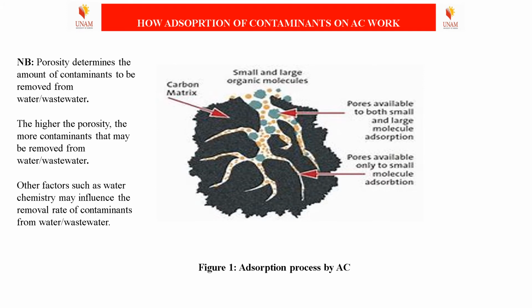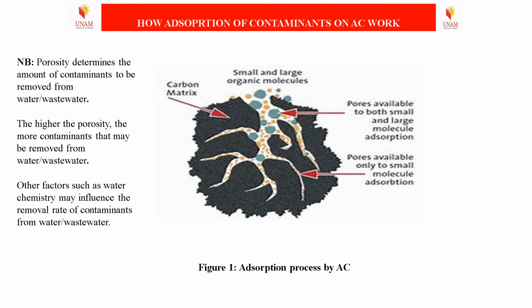How adsorption of contaminants on AC works. This is figure 1 of the adsorption process by AC, how it is working. You have the carbon matrix, which is the black one, where the arrow is pointed, and you have the small and large organic molecules. Pores are available to both the small and large molecules to get adsorbed, and pores available only to small molecules where they can be adsorbed.